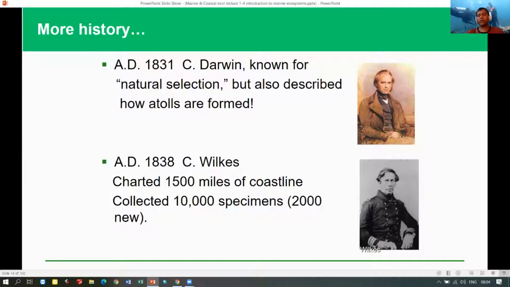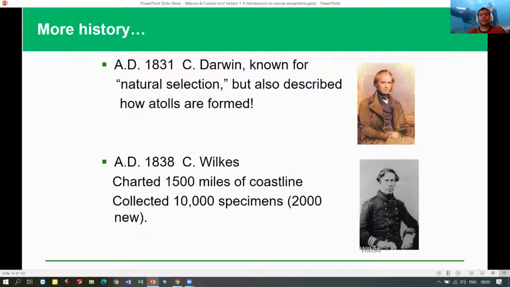How these atolls are formed, he himself drew some images and put forward some ideas, and even today, you see, in 1831 he described it, almost 200 years ago now, right? 190 years at least. So though he's not a marine ecologist, he had some concepts about marine ecology, how these coral reefs and particularly atolls are formed. Even today, the theory that we believe is Charles Darwin's theory on atoll formation.